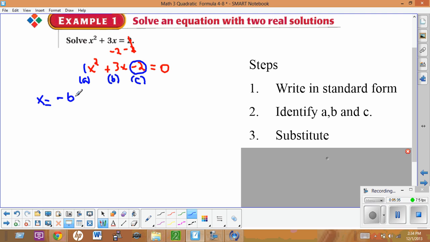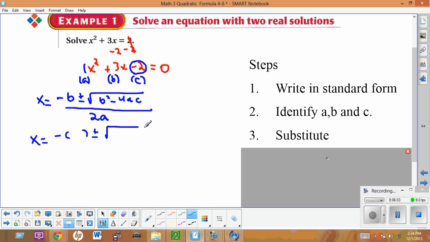-b plus or minus the square root of b squared minus 4 times a times c, all divided by 2a. Okay, with a quick substitution, I've identified a, b, and c. They have actual values. Let's go ahead and plug them in. What I like to do is simply rewrite the formula and leave parentheses. This is an indicator saying that I need to substitute in a value. So rewriting using parentheses, all over 2a.